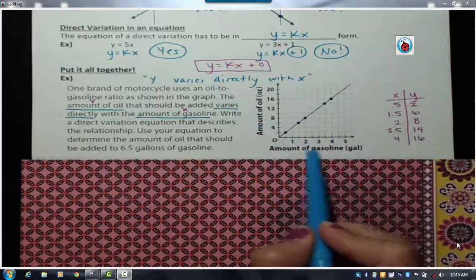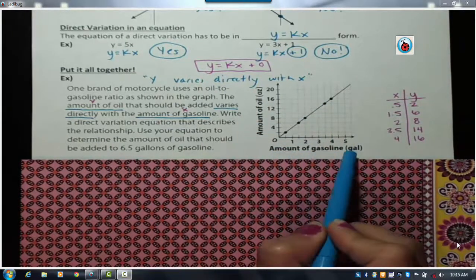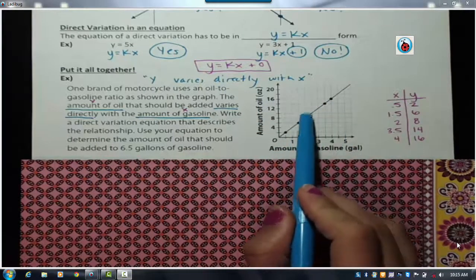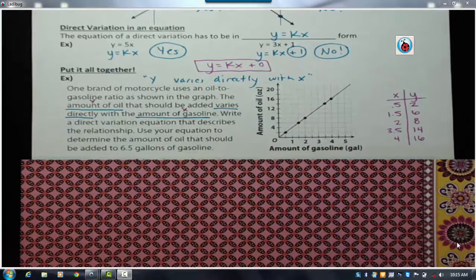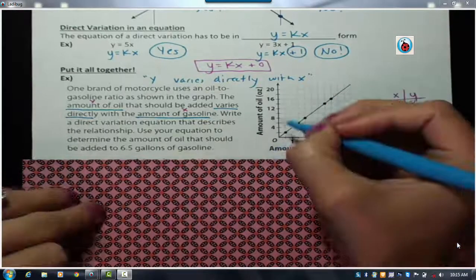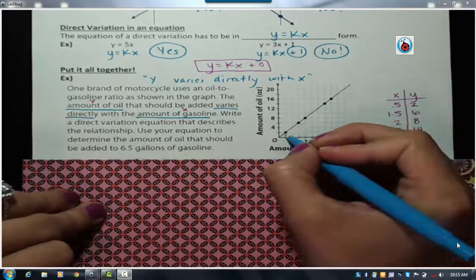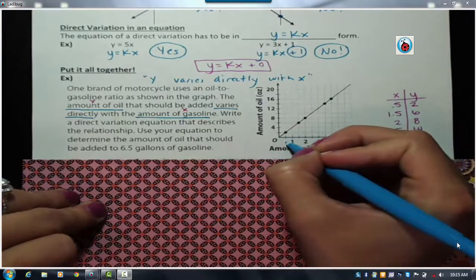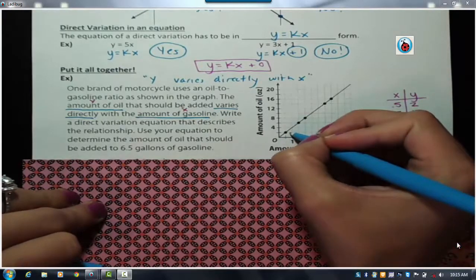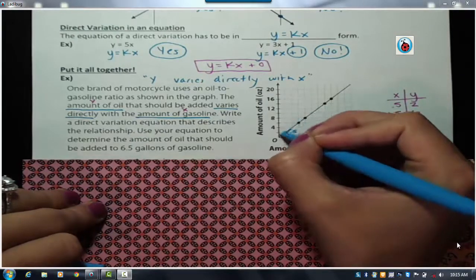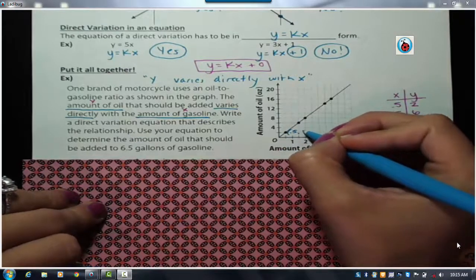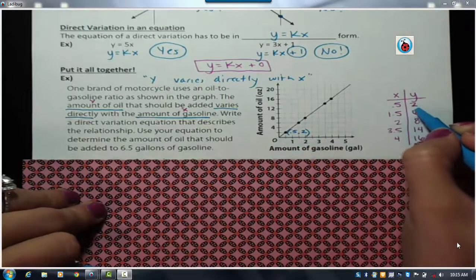The amount of gasoline is my x value, and it is on the x-axis. Now remember, these points determine what is in our xy table. If I look at these points, notice that each unit on the x-axis is going up by 5/10, so this is 0.5, and the y values are going up by 2. So 0.5 comma 2 is my first point.